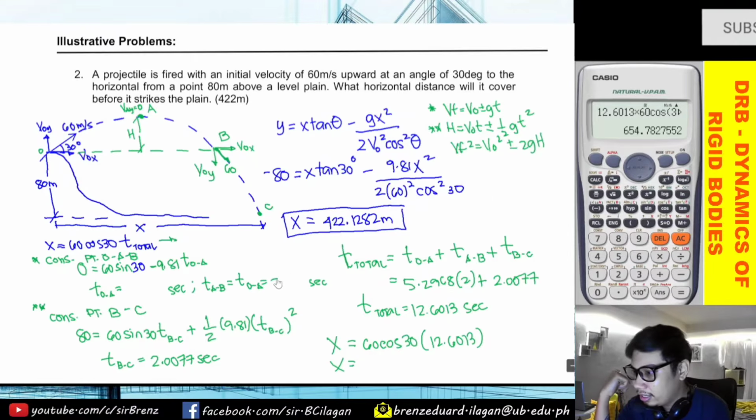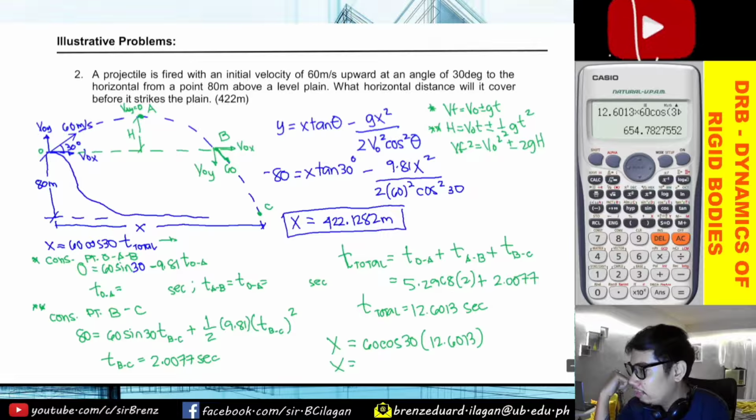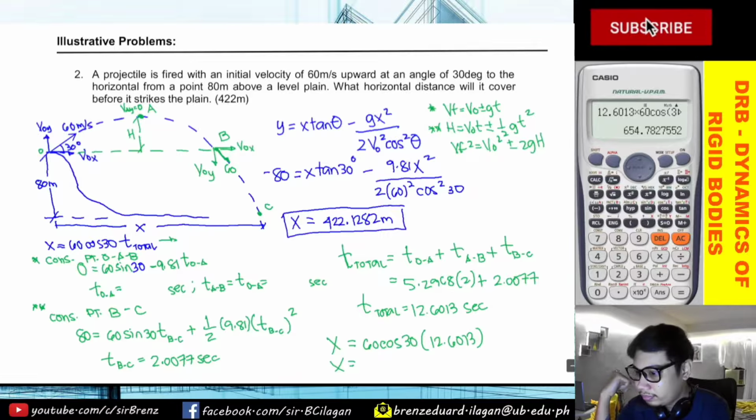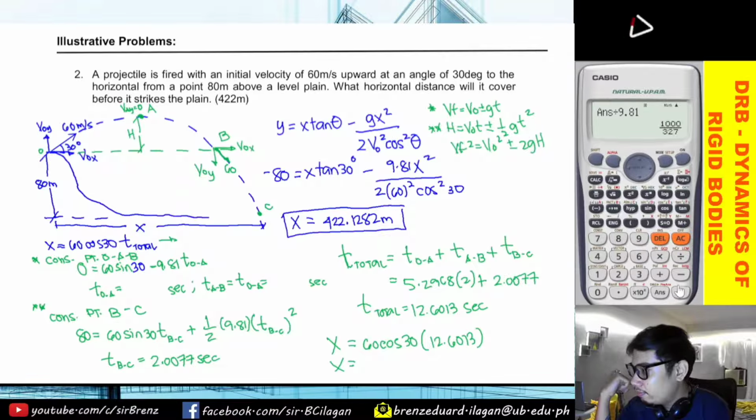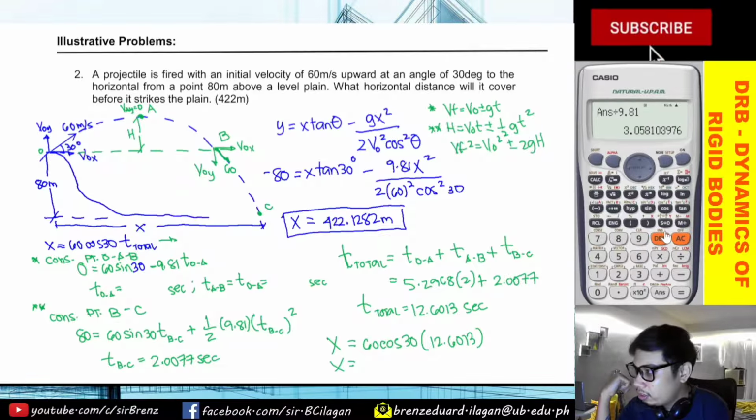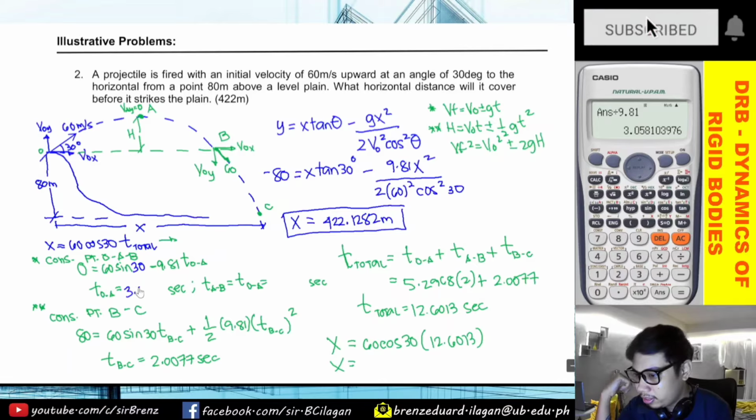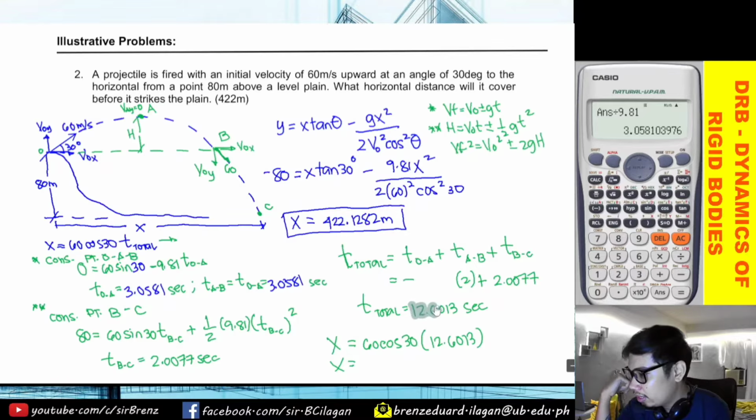So, nakita natin na may mali doon sa ginawa. So, correct lang natin. So, that is 60. Hopefully, tumama na. Sine 30. Then divided by 9.81. So, that is 3.0581. 3.0581. Then ito, palitan lang din natin ito. And ito, mababago din.